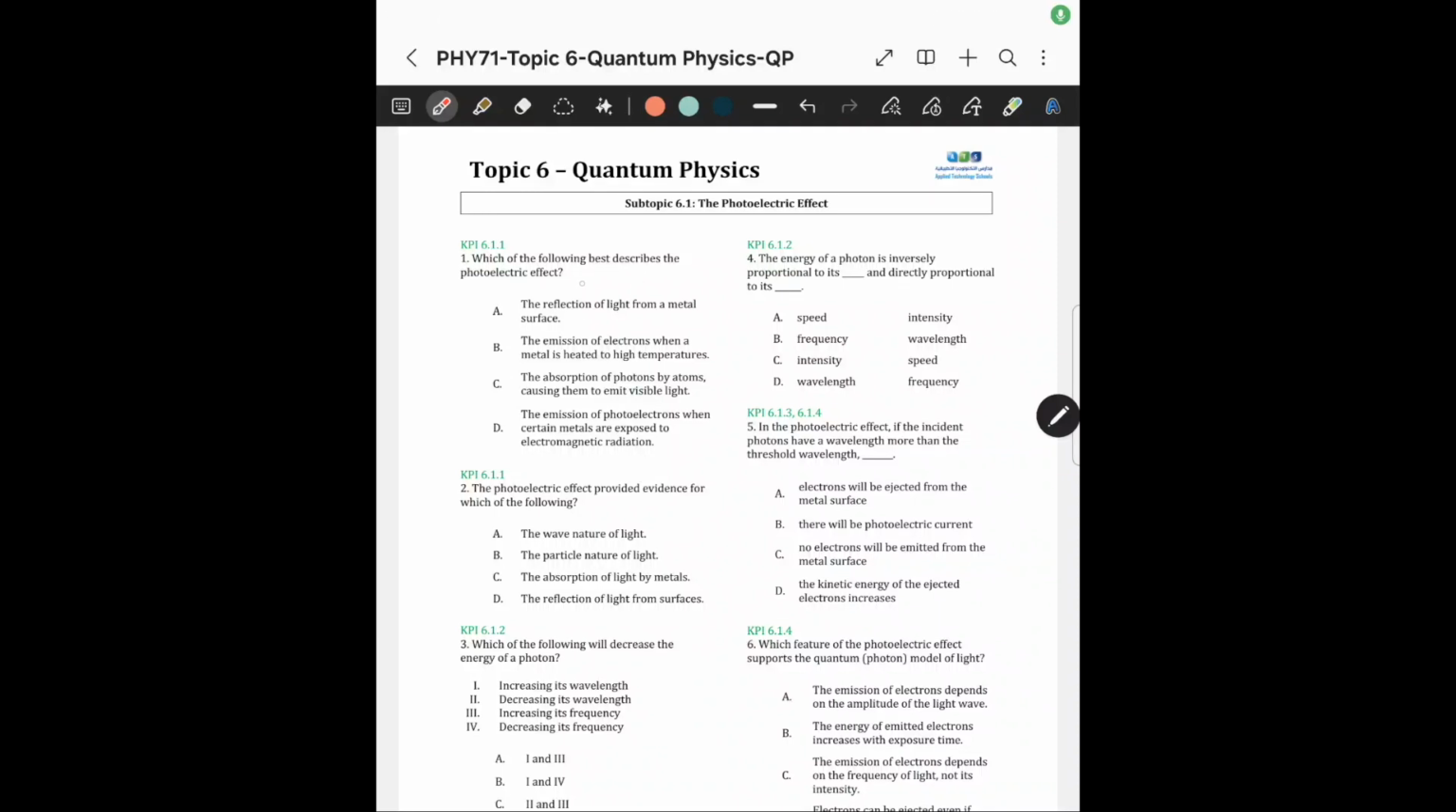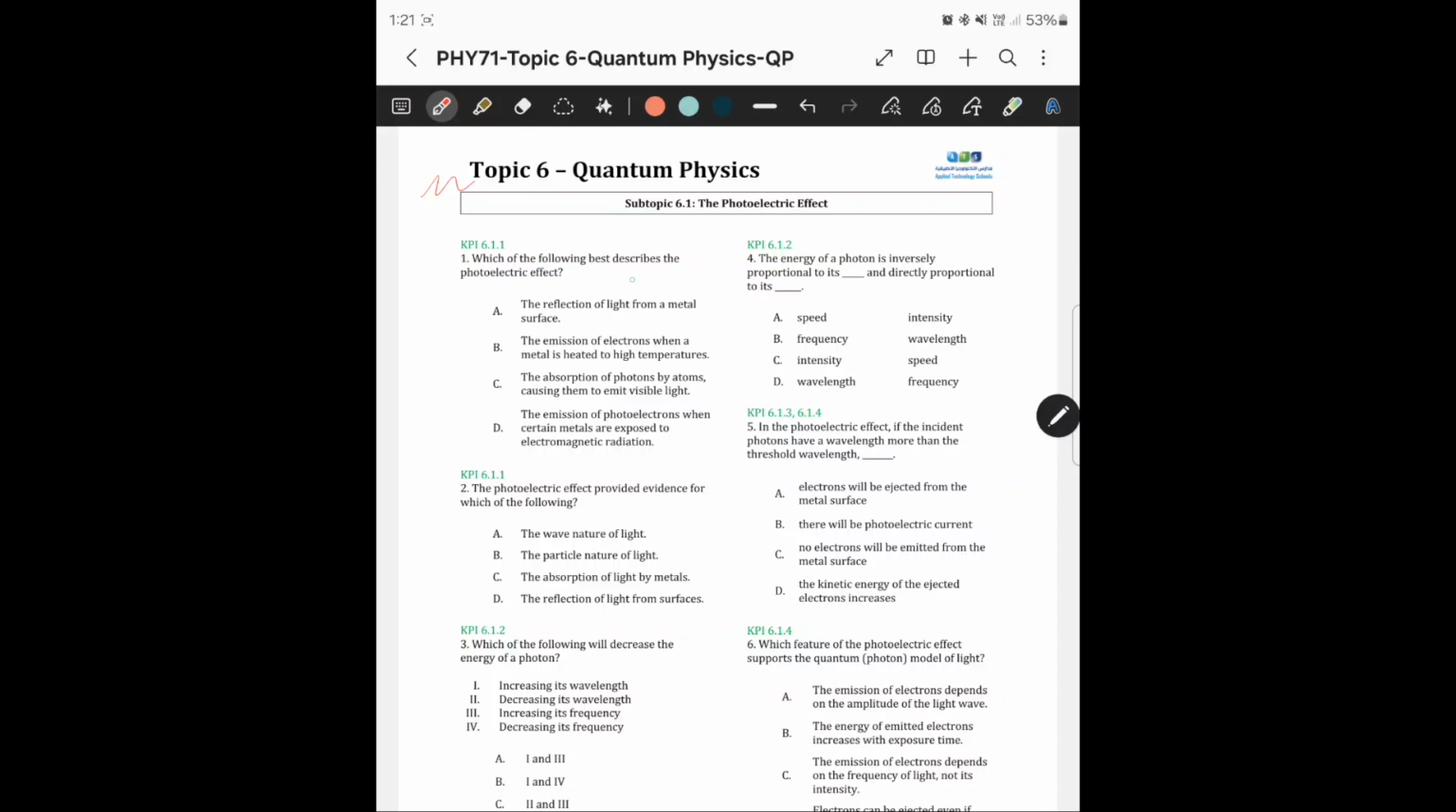So in this video, I'm going to try doing the practice questions on my little tablet device here because I have a pen, which is nice. Let's get started. This is photoelectric effect for grade 12 advanced physics. Which of the following best describes the photoelectric effect?